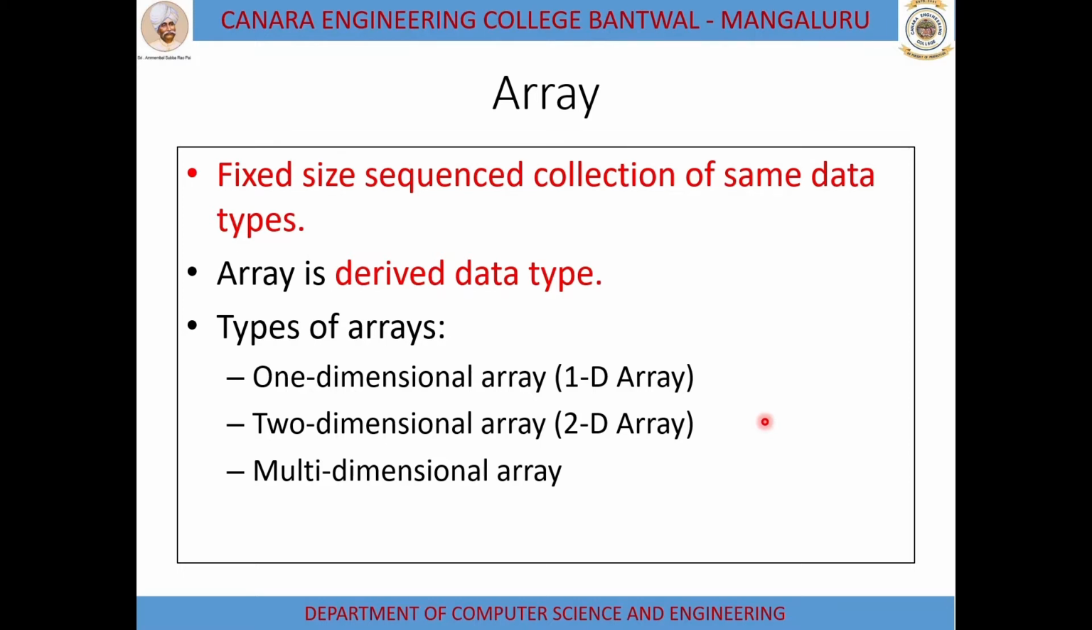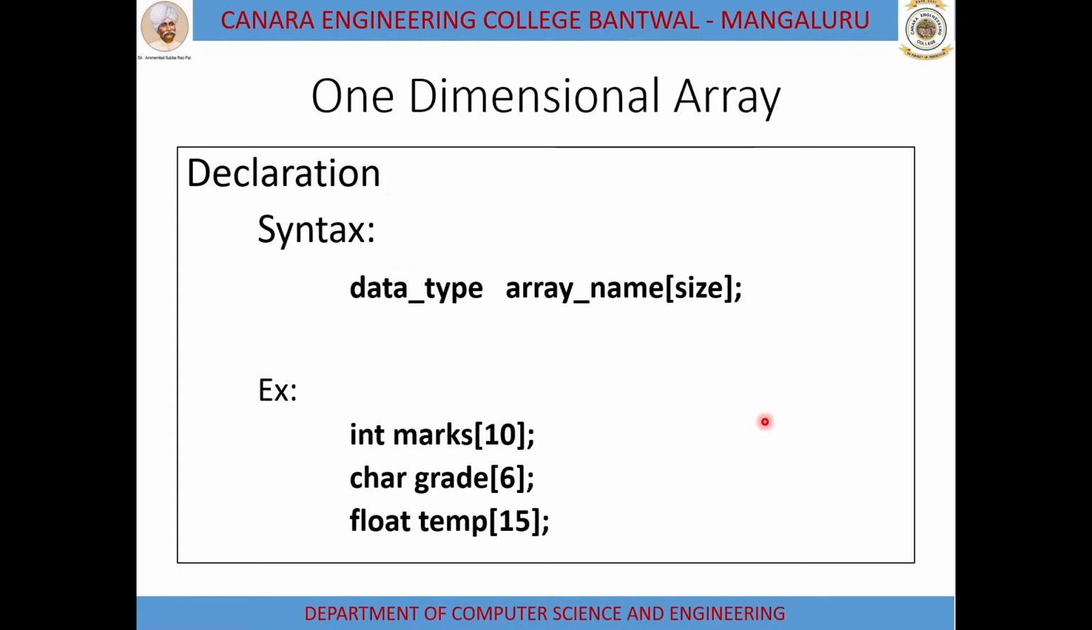Now, let us see the declaration syntax for a one dimensional array. Data type can be any basic data type: integer, floating point, character. Then the array name, which is the name given to the array. This is similar to your variable name, and all the rules we mentioned earlier about naming a variable hold good here also. Then the size. Size specifies the number of elements, or the number of values, we can store in that particular array.